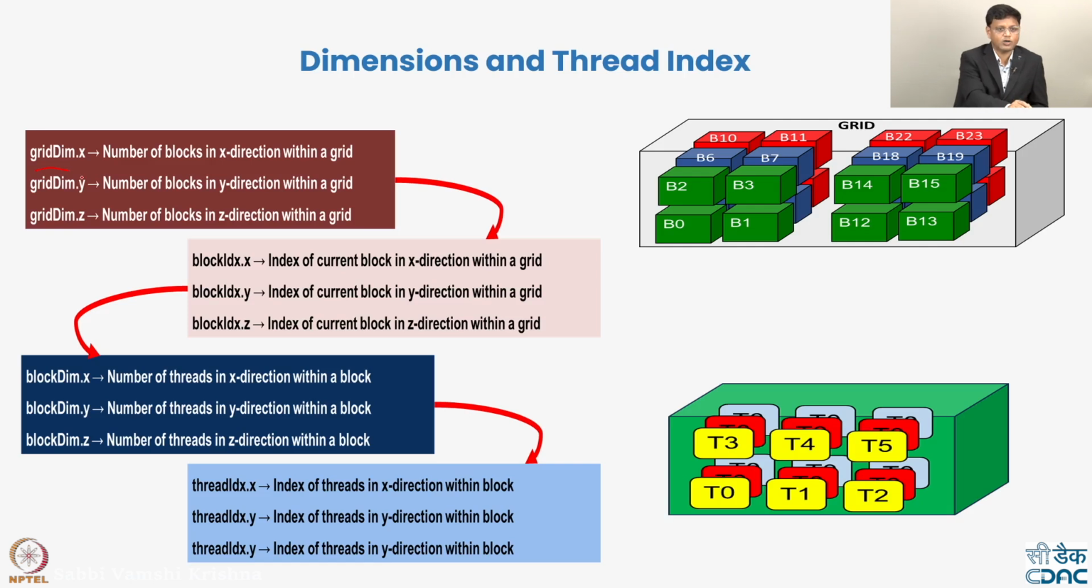So, gridDim.x will give you the information about the number of blocks present in the x direction. Similarly, gridDim.y will give you the number of blocks in the y direction, and gridDim.z will return the number of blocks in the z direction within a grid.